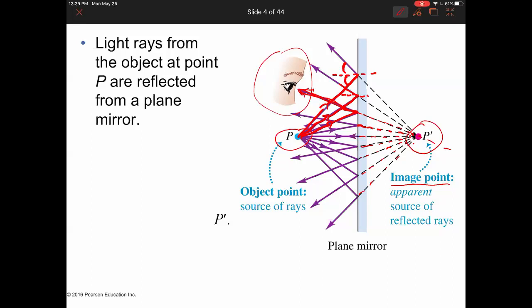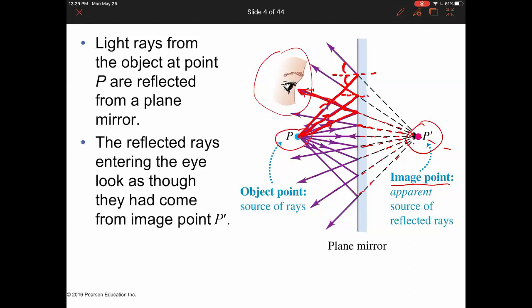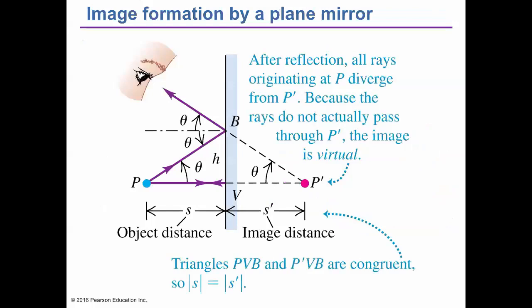You can see the reflected rays entering the eye look as though they had come from point P prime. Generally, prime represents the image point, and P is for the object point. You don't need all those rays to find the position of the image. Usually two rays are enough. You can use a third one to verify, but for a mirror, two or three is more than enough.